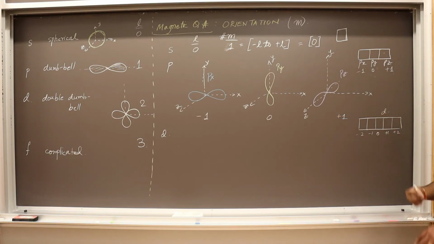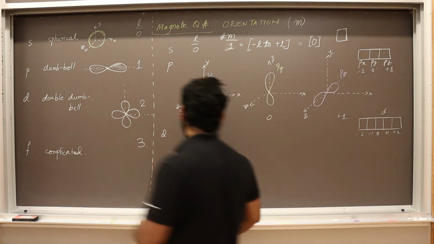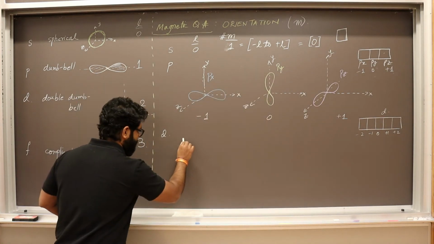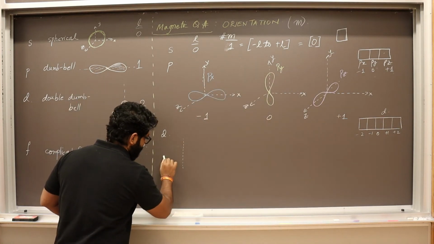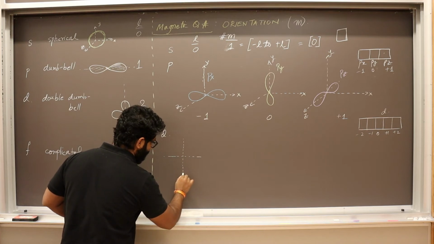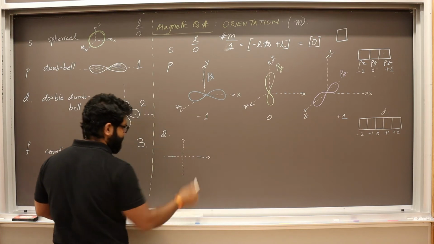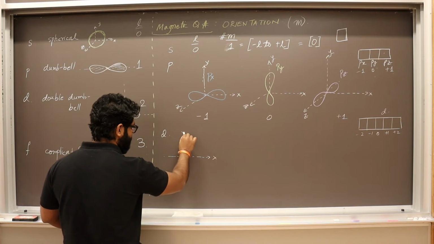Now let's see what are the different shapes. Okay, so if you have something like this, this is X and this is Y.